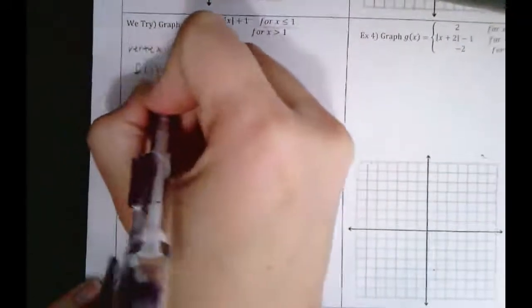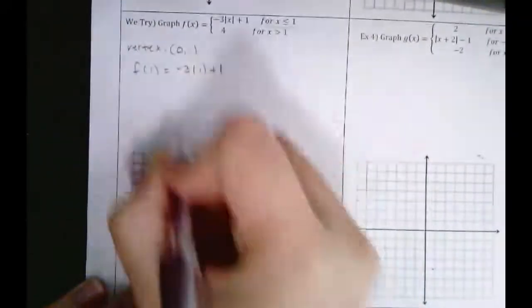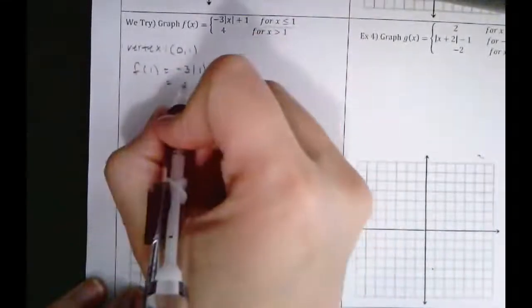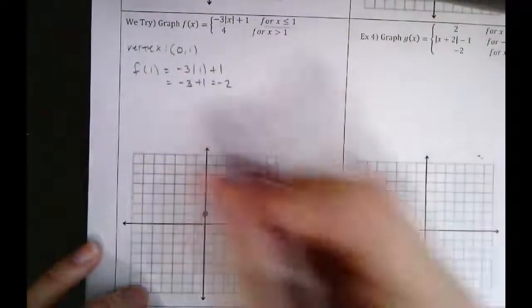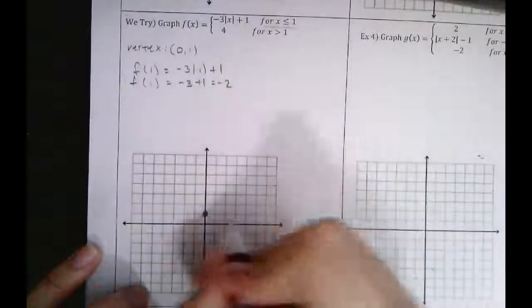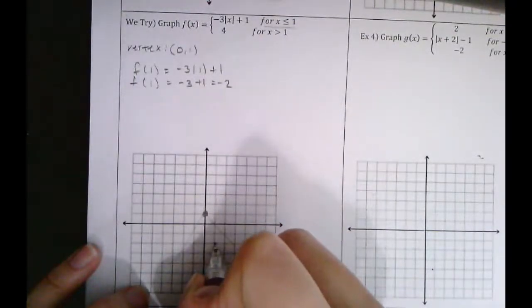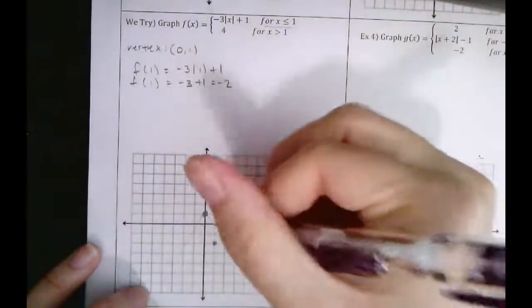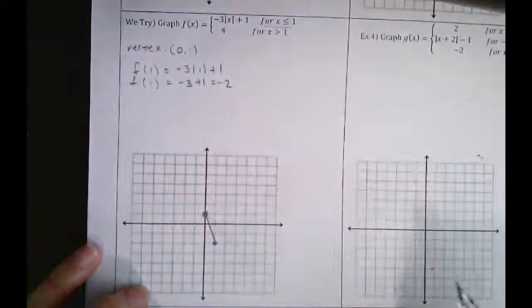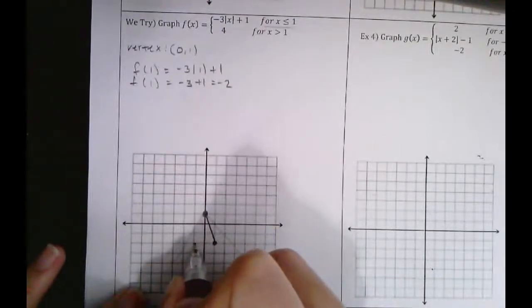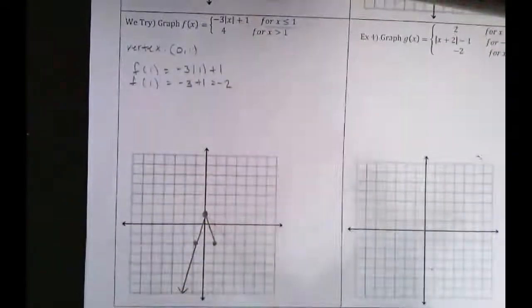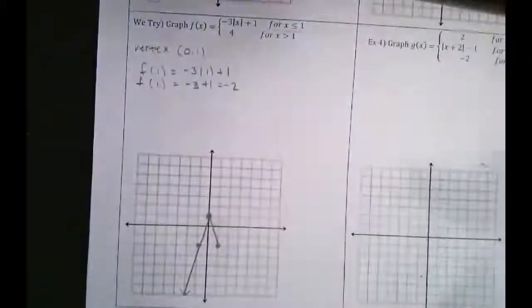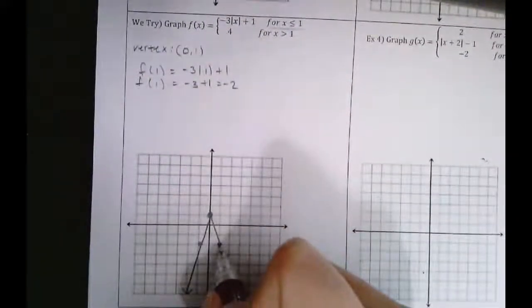So if we plug in 1, we get 3 times the absolute value of 1, which is -3, and then we add 1, and we get -2. So we have a point at (1, -2). This point should be closed. So this is half of the V, and you can just easily reflect this over here to get the other half of the V. The other half of the V is going to continue to the left because we're including all values that are smaller than 1. But over here it stops.